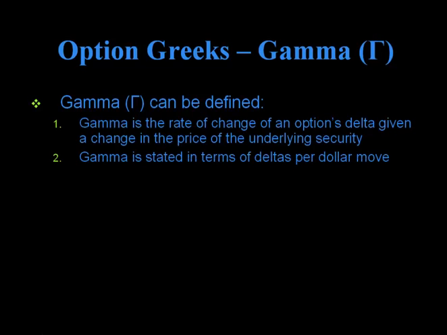Gamma is stated in terms of deltas per dollar move. I like to personally refer to delta as the speed component, and I'm sorry, gamma is the speed component, and delta is the actual acceleration. Actually, gamma is the acceleration and delta is the speed. I'm choking on my water here.